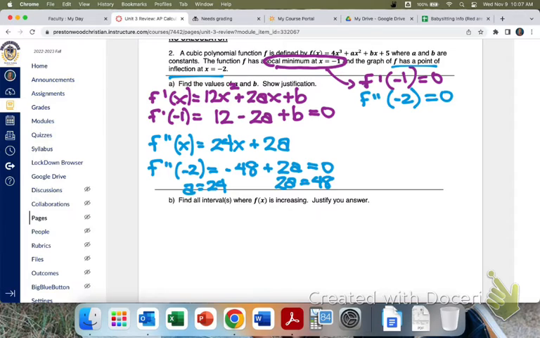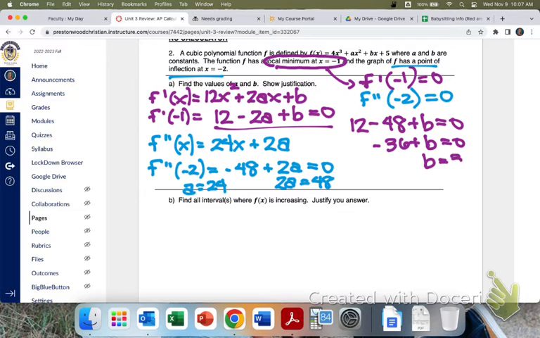If I know what a is, where can I go back and solve for b? In this one. So I have 12 minus 48 plus b is equal to 0. This gives me -36 plus b is equal to 0. Therefore, b is 36.